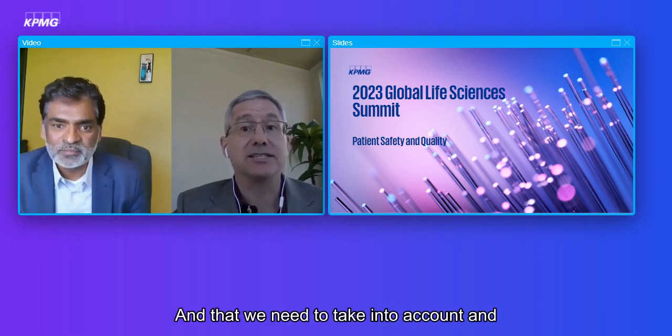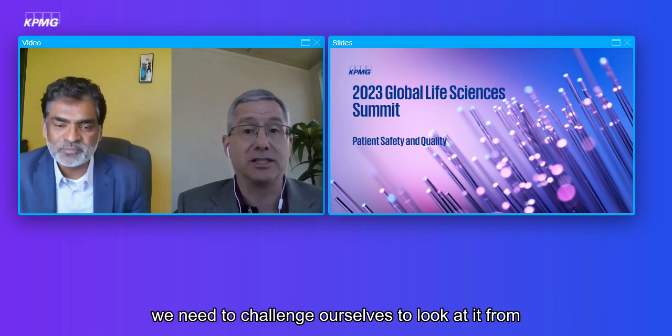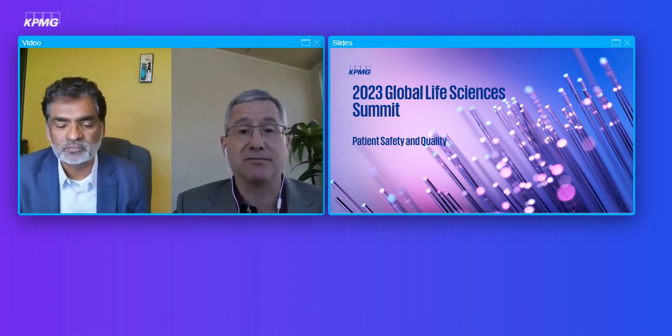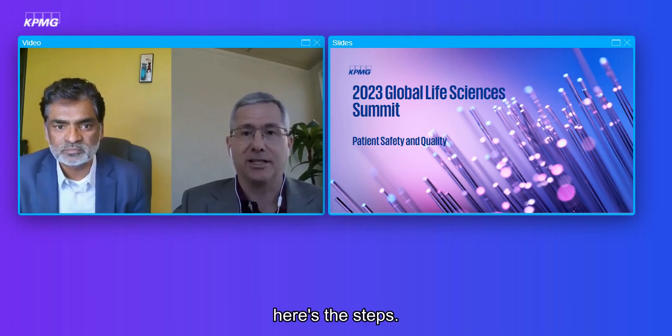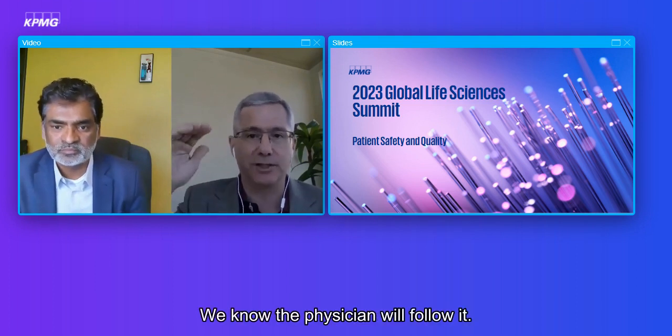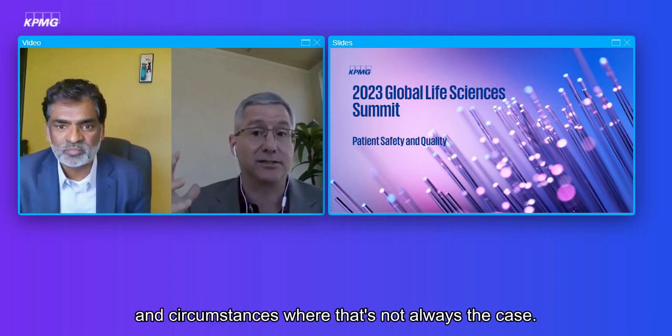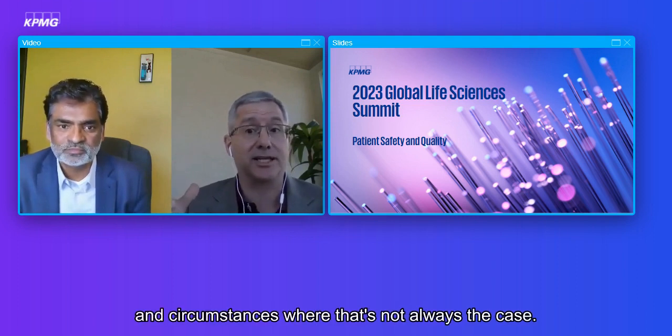Exactly. And that we need to take into account. And we need to challenge ourselves to look at it from multiple angles. We tend to run a very clinical viewpoint. Here's the steps. We know the physician will follow it. We know these things, et cetera. And even in that model, we do have issues and circumstances where that's not always the case.